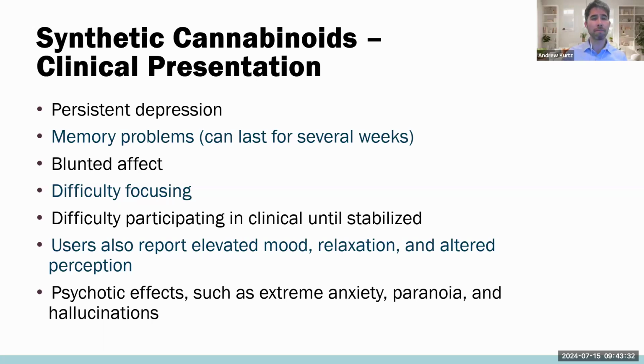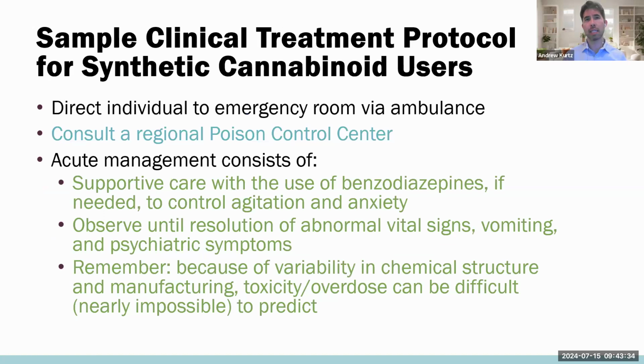If you're noticing this, it is important to develop a clinical treatment protocol to get that person to an emergency department. We would treat this as a poisoning, essentially. If it's an unknown substance and the person is experiencing an adverse reaction, we would want to consult whatever regional poison control center we might have.